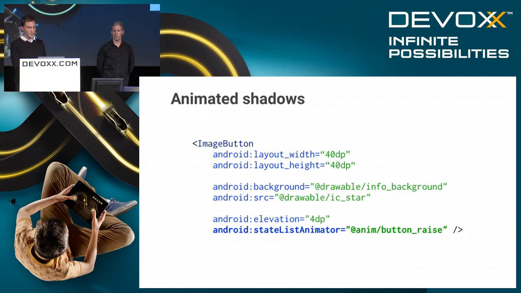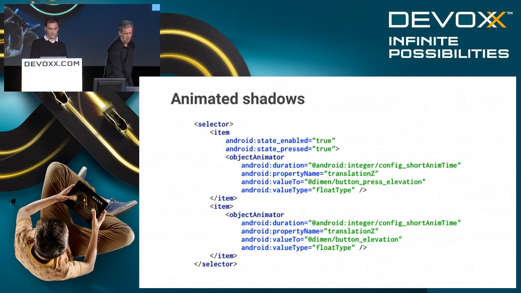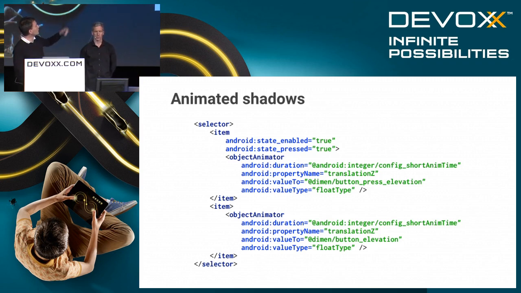In your XML file for your view, in this case an image button, we just reference a state list animator, which is another XML file that looks like this. If you've used state list drawables before, you might be familiar with that selector and item syntax. And here we just specify two different animators for the two different states. For the pressed state at the top, we just animate the translation Z, the elevation, to the pressed elevation, so higher up. And in the normal state, so anything that's not pressed, we animate back to 0.